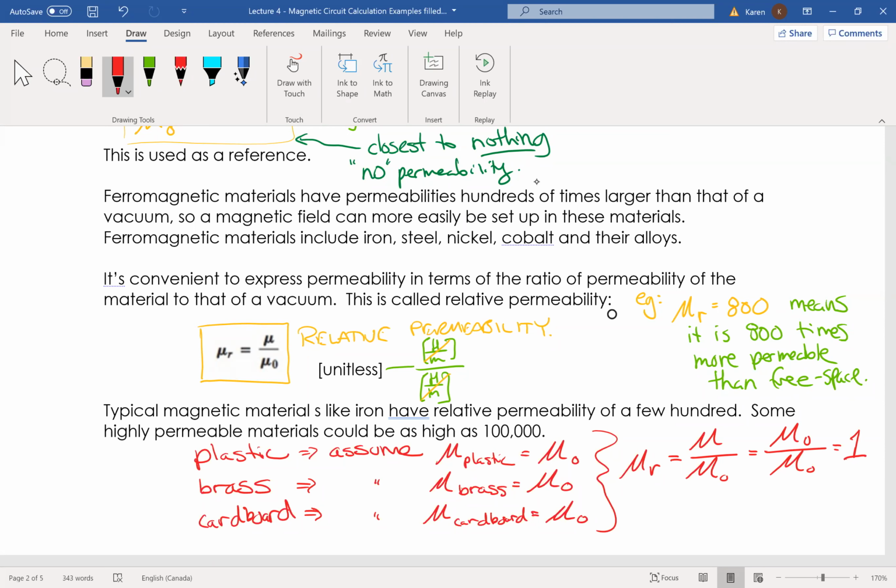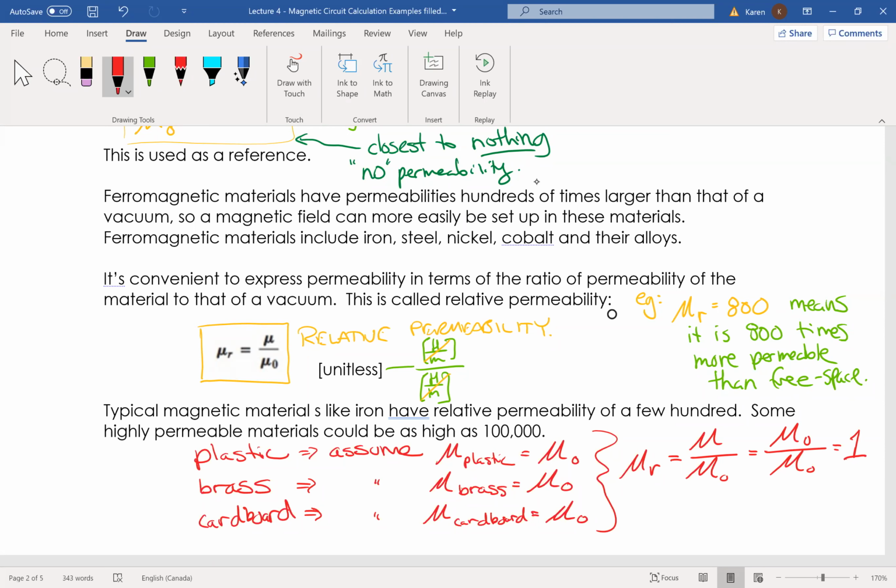But in this class and in practice, in everything that you're doing in the electrical world, plastic, brass, and cardboard are used to stop the establishment of magnetic flux. So they are used as if they are free space. They have no permeability. They do not welcome the establishment of magnetic flux. So I would like you to use that of free space for the permeability. Any questions about this?